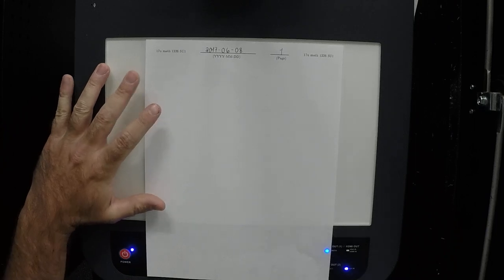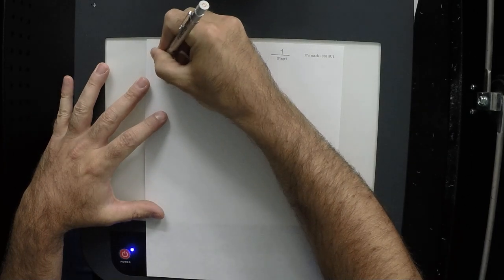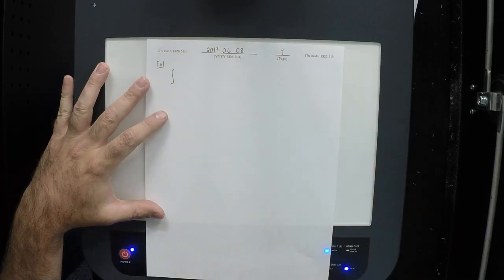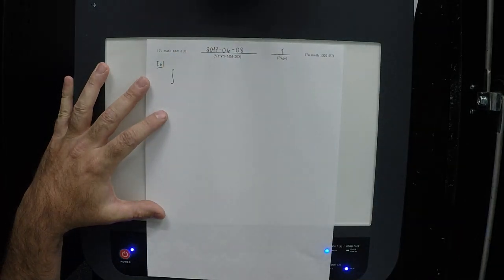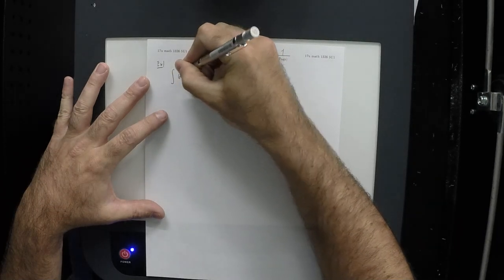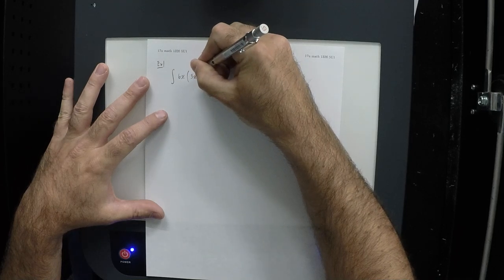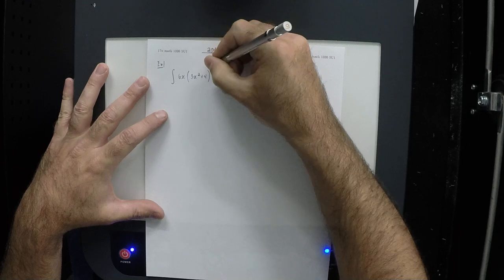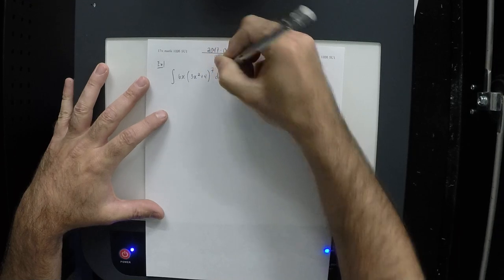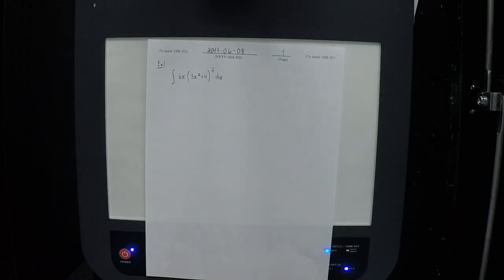So let's do it. So how about the antiderivative of 6x multiplied by (3x squared plus 4) to the exponent 7 dx. Okay.